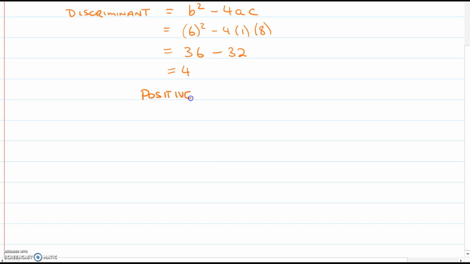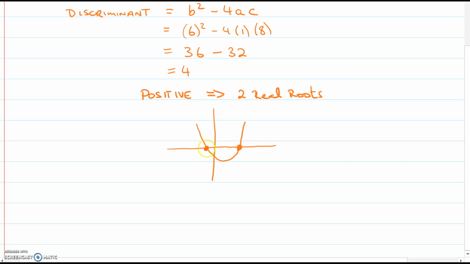So it's going to be 6 squared minus 4 times 1 times 8. That's 36 minus 4 times 1 is 4, times 8 is 32, which is equal to 4. Now the important thing about this is that it's a positive number. And when the discriminant is a positive number, that means you're going to have 2 real roots, and the graph will hit the x-axis in 2 different places.